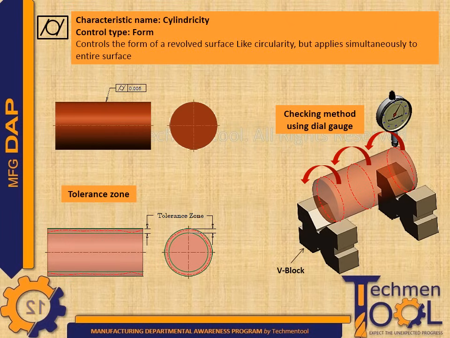And the deflection of the dial gives the actual cylindricity value. That value should be within the tolerance zone. Selection of points on the cylindrical surface is based on the tightness of the tolerance.